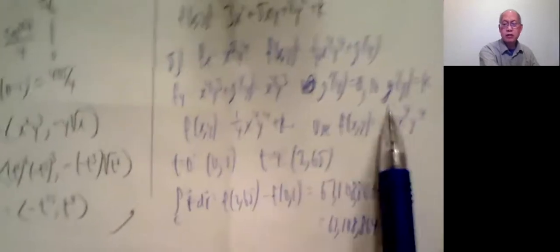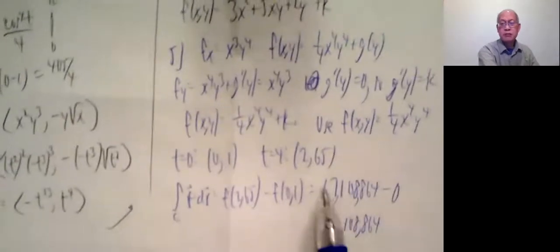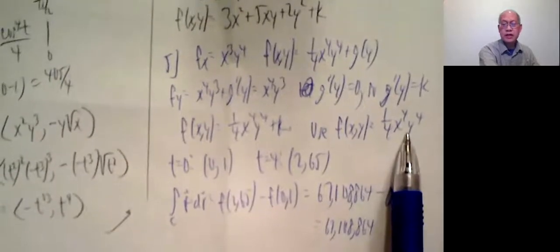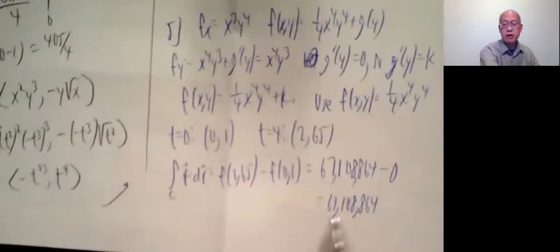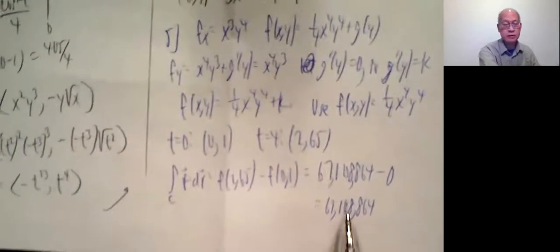F of 0, 1 is 0, because you plug in 0, that's 0. But it's much harder to plug in square root of 2, 65. So put a square root of 2 here and a 65 here. Grind it out. 67,108,864.